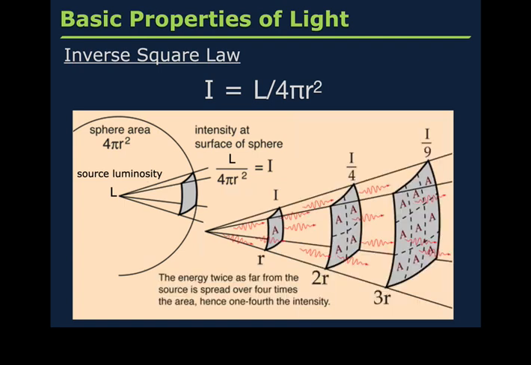This gets illustrated in a schematic like this, where if you move twice as far from your source of luminosity, the energy from that source is going to be spread over 4 times the area. So the intensity goes down to 1/4 of the original intensity.